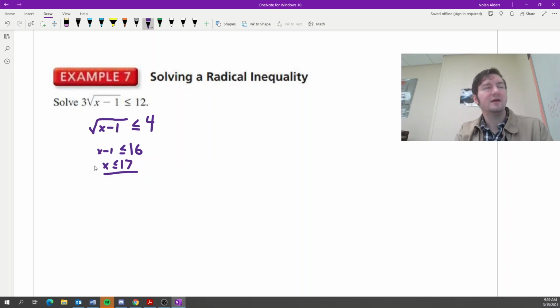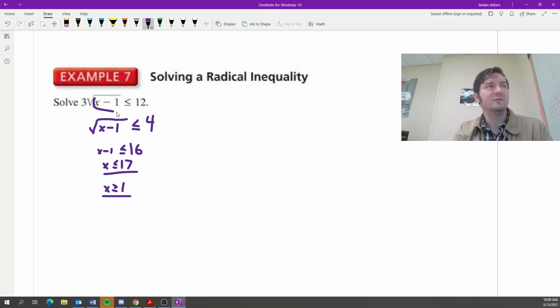So we have to say not only does x have to be less than or equal to 17, but x also has to be greater than or equal to 1. Because if x is less than 1, then you get a negative number underneath this radical, and we can't have negatives under the radical because we want rational answers. So not only does x have to be less than or equal to 17, but x also has to be greater than or equal to 1.